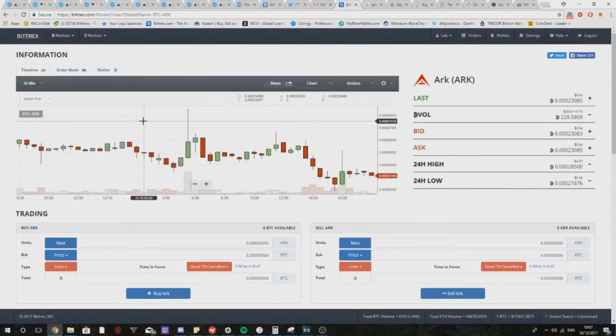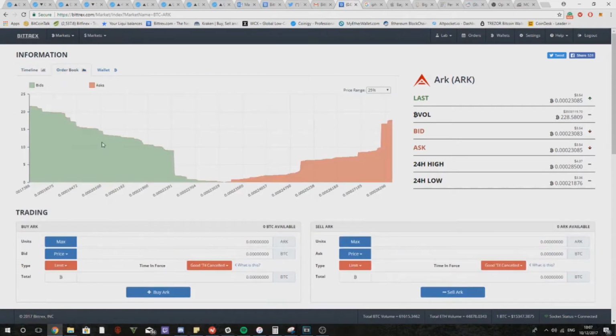Okay, so if you pull up a coin, I've got ARK in front of me, and then you head over to order books just above the graph that you get from Bittrex. You'll be able to see the buy and the sell wall straight away. On the left axis we have the amount of Bitcoin in the order, whether it be a bid or an ask. And on the bottom axis we have the market price in Satoshis.